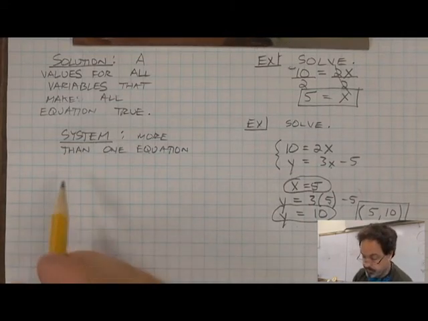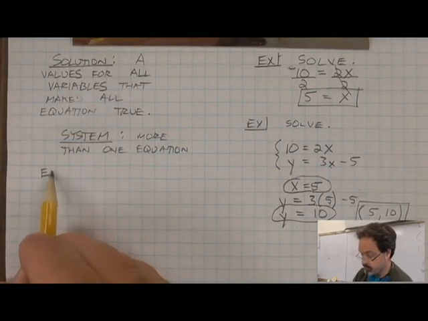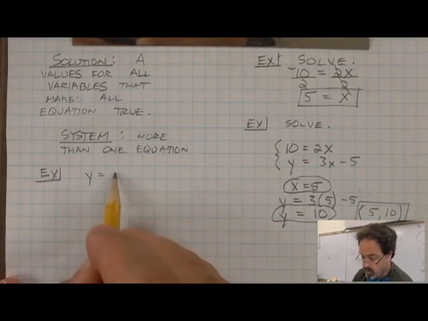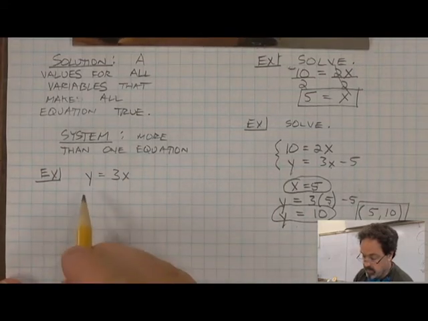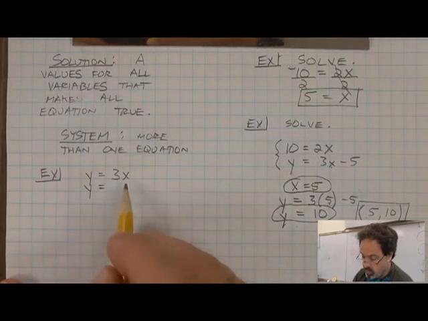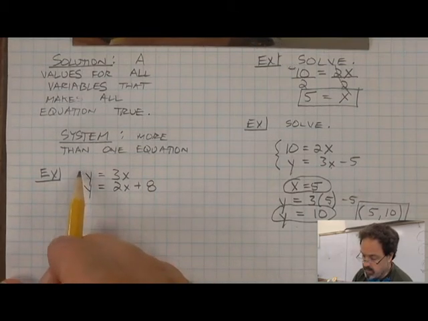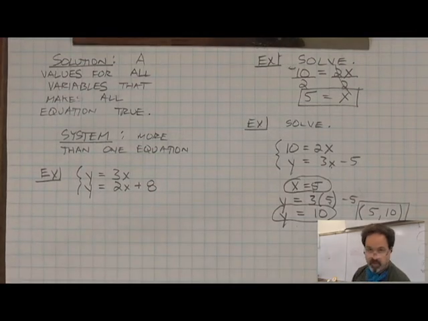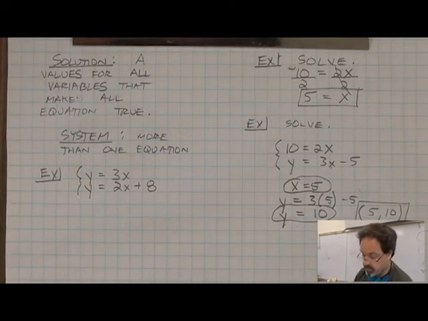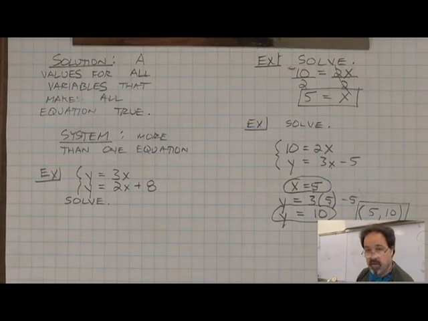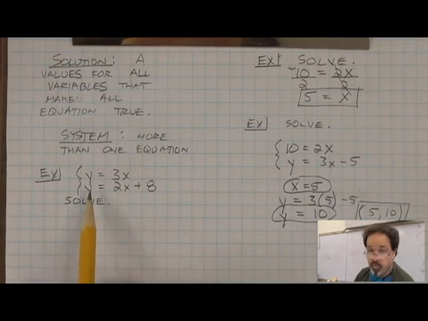Let's do this one more time. If I was given the equation y is equal to 3 times x, and a second equation y is equal to 2x plus 8, and I joined these equations and grouped them to think of them as together, then this is a system, and I could be asked to solve this system, which means that I need a value for x and y that make both these equations true.